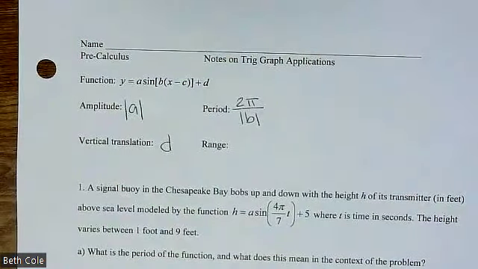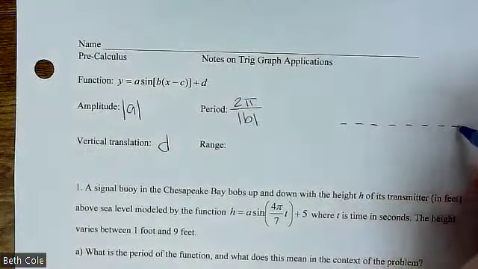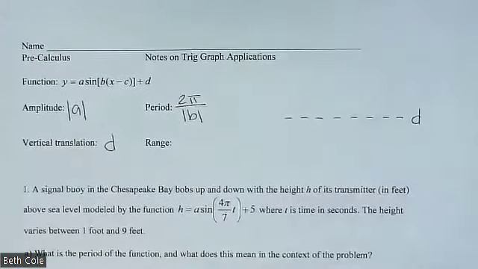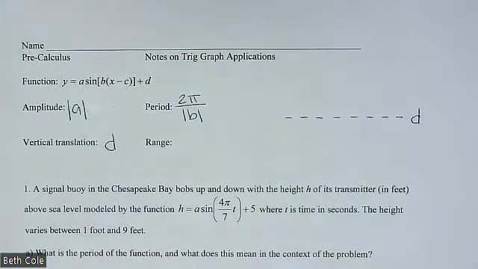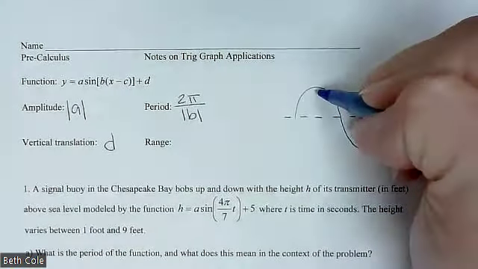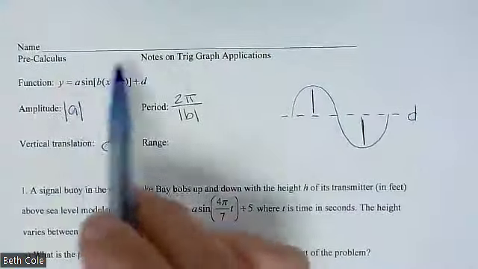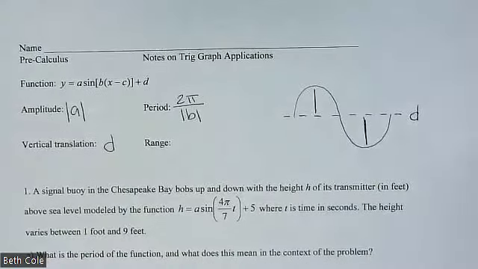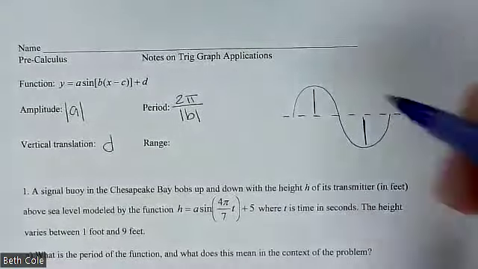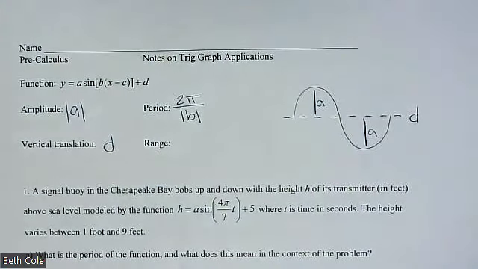And then for the range, you want to think of it this way. Your center line of your wave, that's D, however much you shifted up or down. If you didn't shift up or down at all, it would be at 0, right? But wherever you moved it, that's your D value. And here's what your wave is going to look like. This distance away from the center line is which one of those letters? A, that's your amplitude. So you have that center line, and then you go that much above and below it.